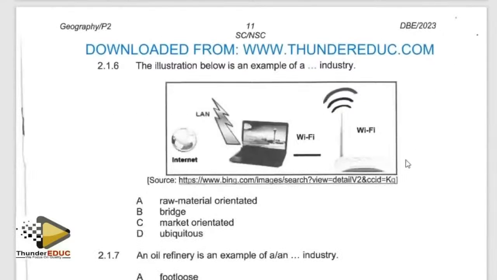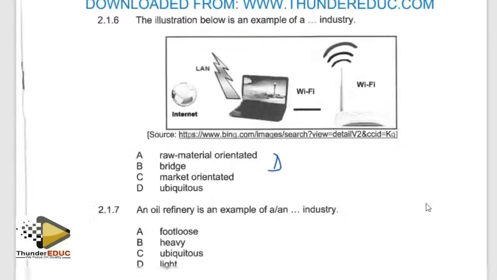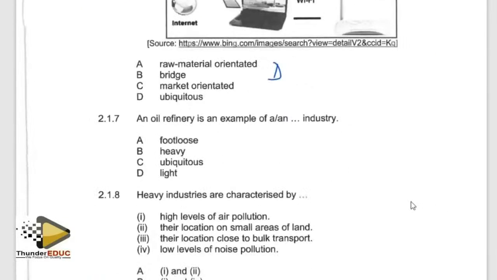Okay, 2.6. This illustration below is an example of which it's Wi-Fi, internet. This is what? This is ubiquitous, which is D. Remember, we say they can be anywhere so long as there is market. Okay. An oil refinery is an example of which kind of industry? Oil refinery, that is heavy industry, which is B. Okay.